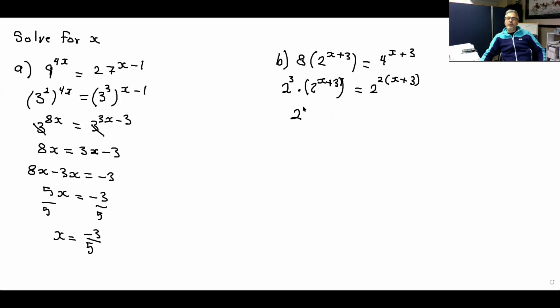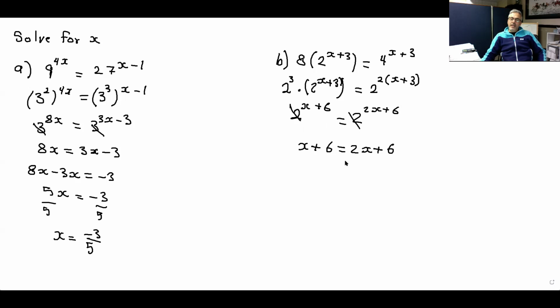So this will become 2 to the power of x, and 3 plus 3 here is going to be x plus 6, equals 2 to the power of 2x plus 6, because I distributed the 2 into the x and plus 3 there. So therefore, now you could cancel the bases, and therefore x plus 6 equals 2x plus 6.